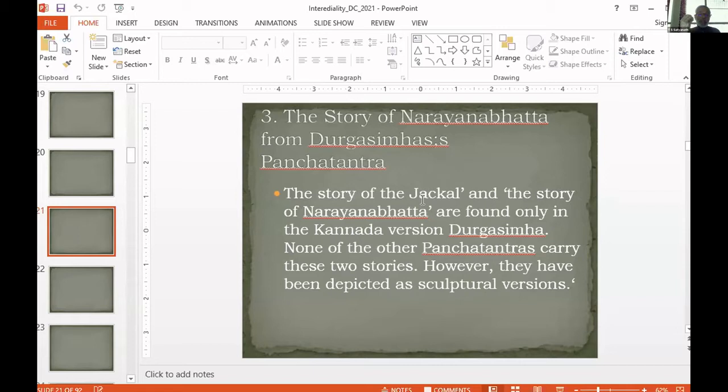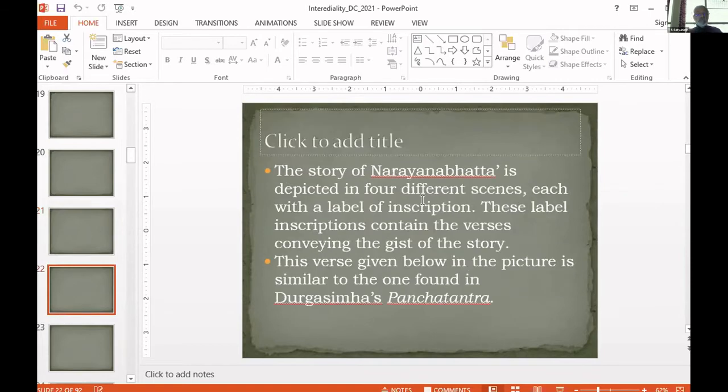So this story is a unique story, which is part and parcel of the Panchatantra corpus and yet doesn't belong to them. There are two such stories. The story of the Jackal and the story of Narayana Bhatta are found only in the Kannada version of Durga Simha. None of the other Panchatantras carry these two stories. However, they have been depicted as sculptural versions. We have a lot of sculptural versions, at least two I'm producing here. Interestingly, these two versions that I'm talking of come from a pre-Durga Simha day.